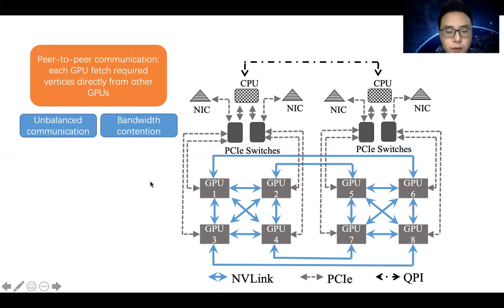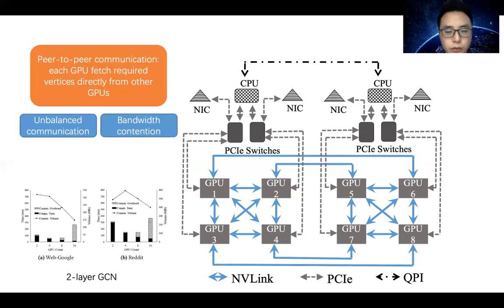Therefore, we show the communication time while using peer-to-peer communication to train a two-layer GCN on two datasets. The dashed lines are the average communication volume on each GPU, and the black bars are the computation time. The shadow bars are the communication time. As we can see in the figure, although the average communication volume on each GPU decreases when using more GPUs, the communication time keeps increasing and dominates the training time when using 16 GPUs.